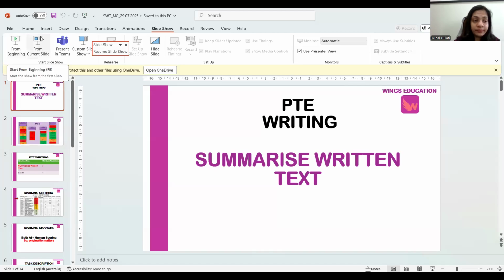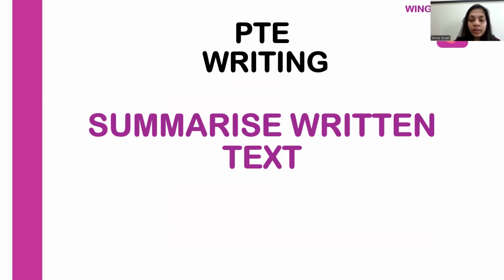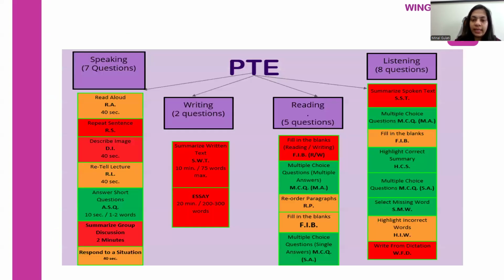I'll teach you some rules and regulations before getting into the question, and then I'll solve one question type for you as well. So summarized written text. Summarized written text is the very first question of your writing module, and yeah, here we go. So summarized written text is the very first question and it is in the red part.